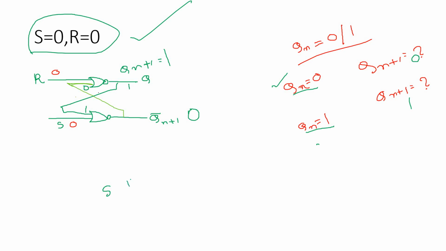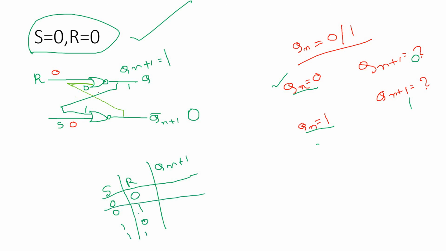Now let me summarize the table. S and R, and here it is Q of n plus 1, or future output. I am considering the normal output of the flip-flop, not the inverted one. Now there are 4 possible combinations for the SR latch: 0 0, then 0 1, then 1 0, then 1 1, as we know from the basic concept of DLD. Now if you write the conclusion for 0 0, we are getting no change.